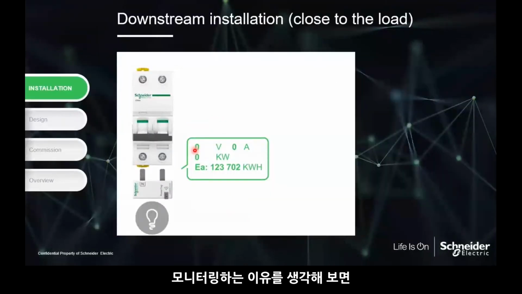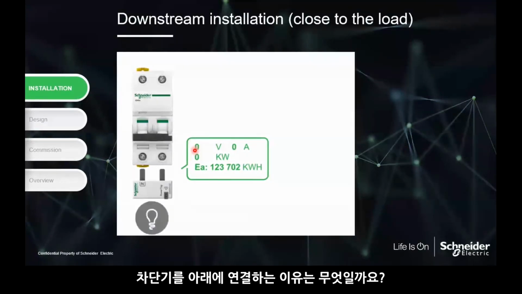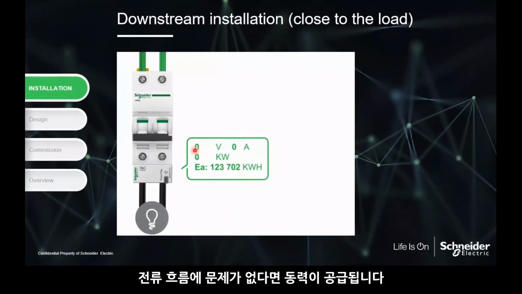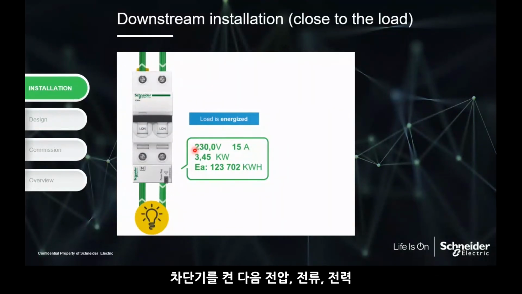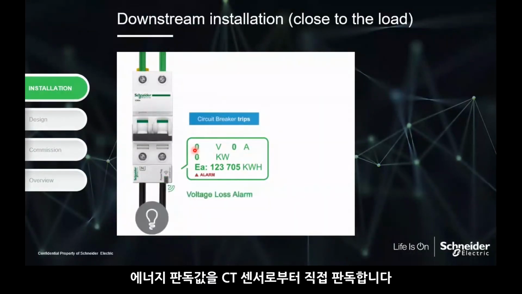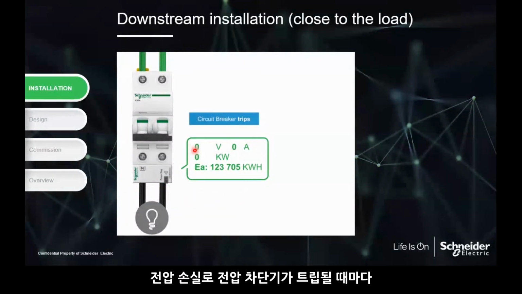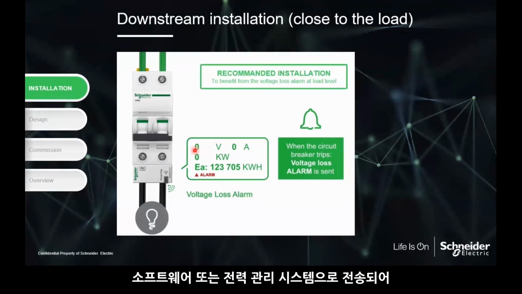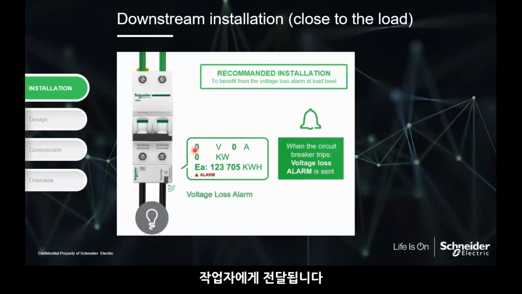So when you look at why we do monitoring, when you connect a breaker down, basically the current flows through the phase to neutral, okay? Then it gets energized when you turn on the breaker, and you read voltage, current, power and energy readings directly from the CT sensors. Whenever there's a breaker trip, meaning a voltage loss, you will trigger an alarm, and the alarm is sent to a system, to the software or to some cloud platform to notify the operators.